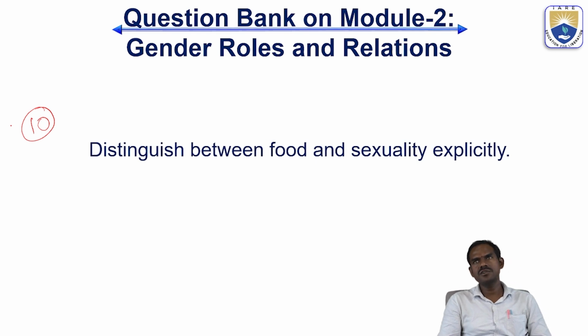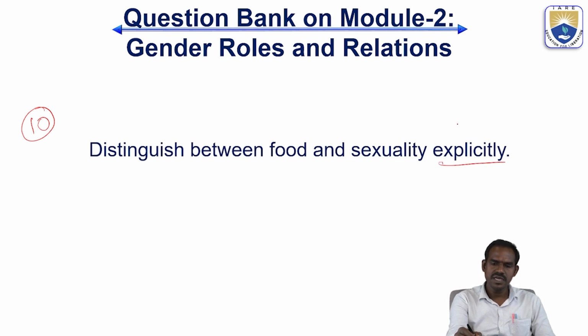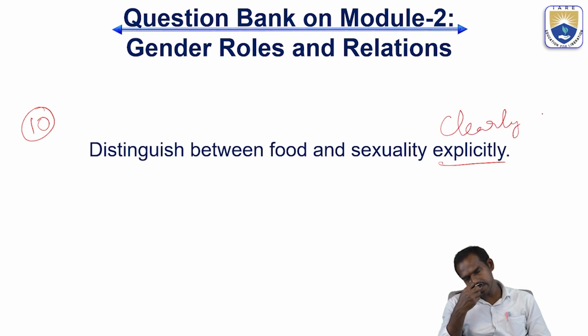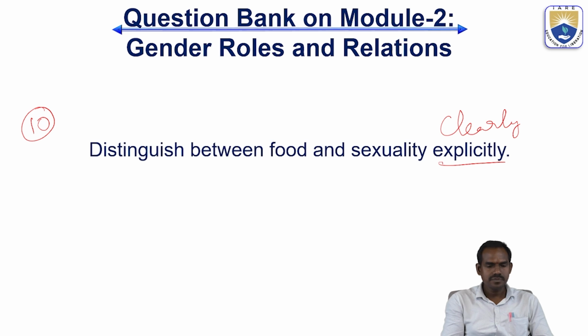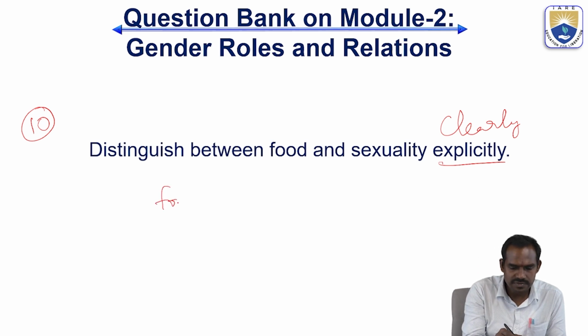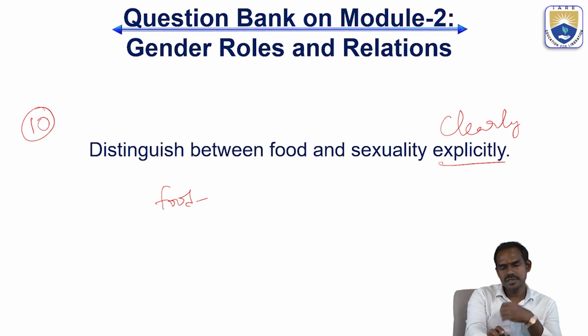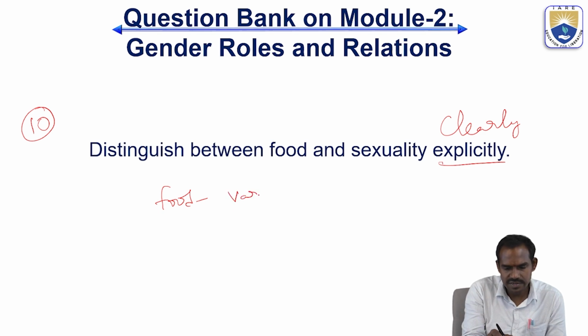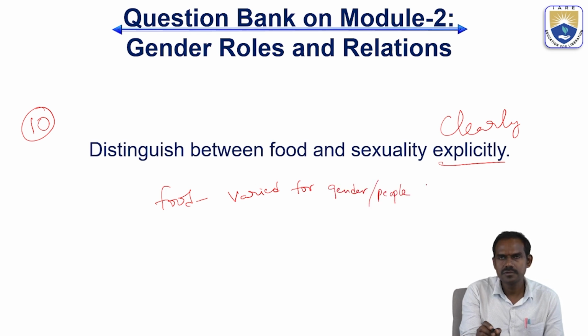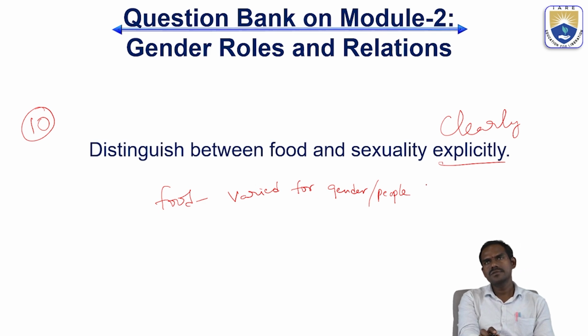distinguish between food and sexuality explicitly. What do you mean by explicitly? Clearly. Clearly distinguish between food and sexuality. So food is the one which can be varied for gender or people. Okay, food can be varied.